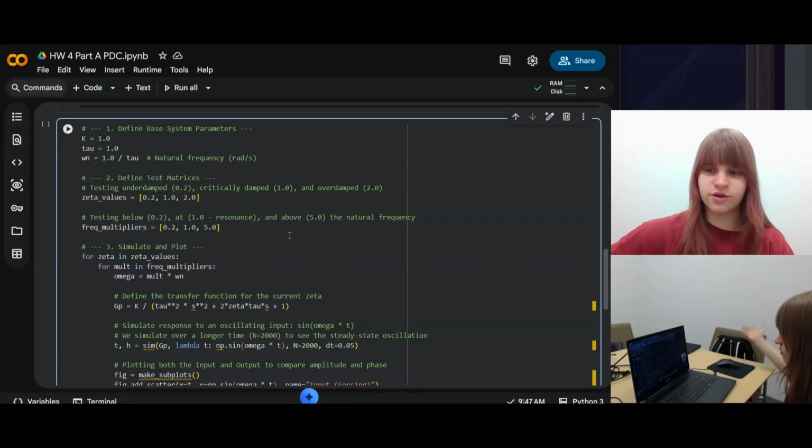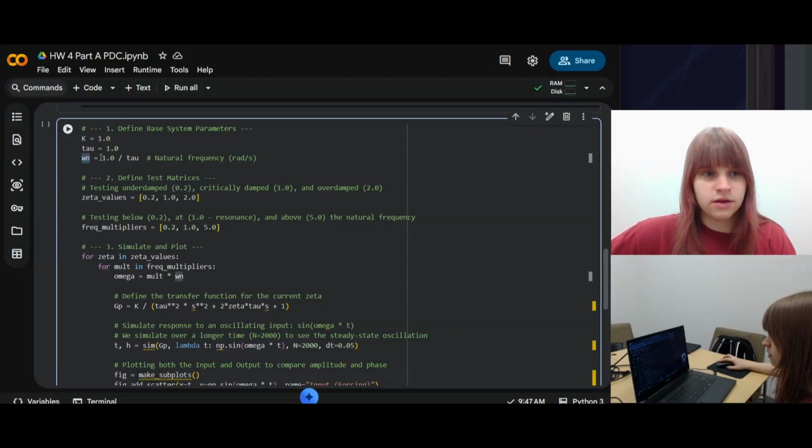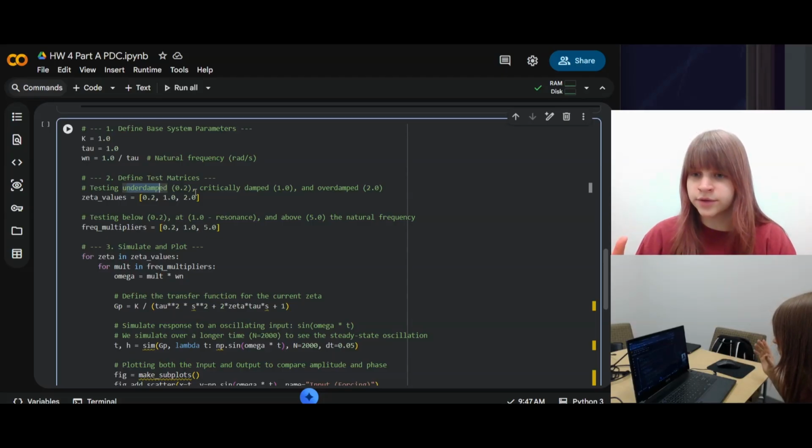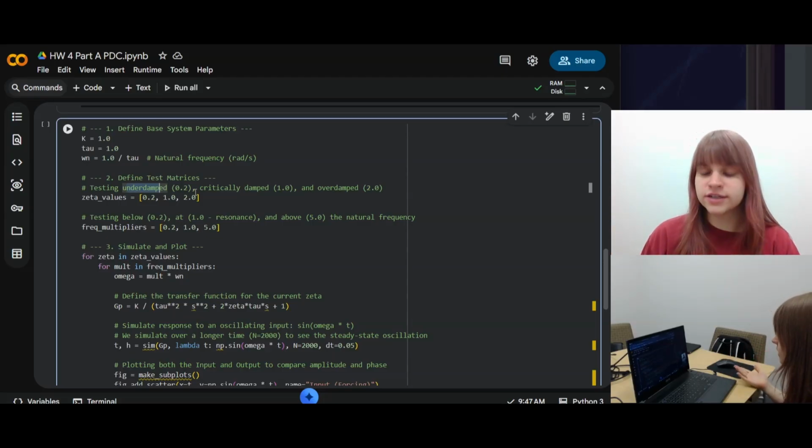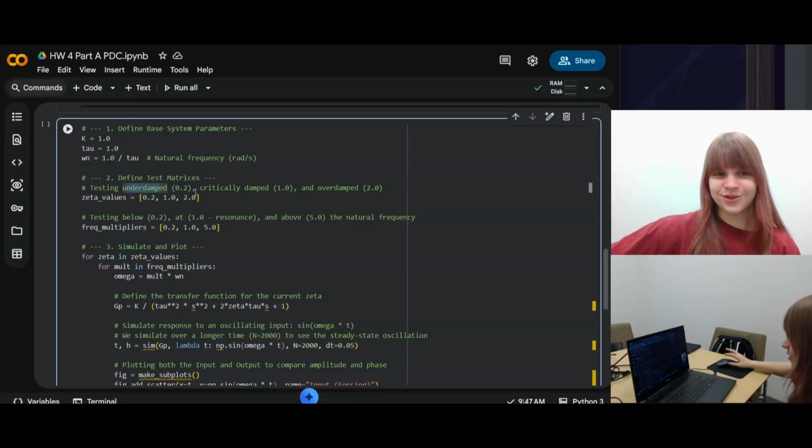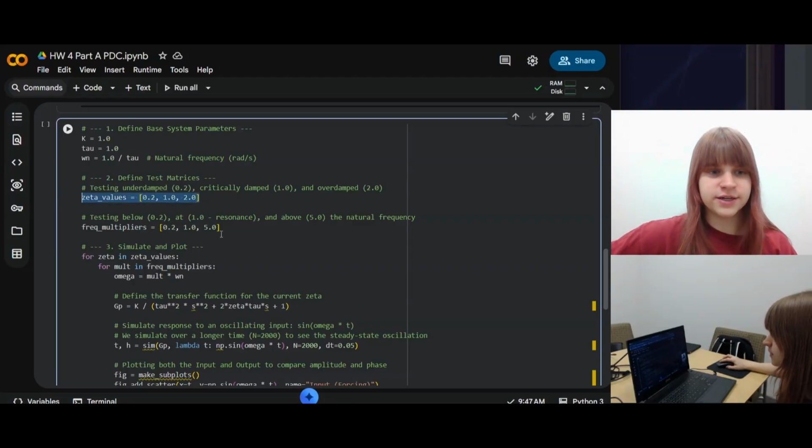So what I'm going to do is go through it as best I can, and then I'll run it and show the output. So we just set a gain and time constant of 1. This Wn is the natural frequency, which is our 1 over tau. And we wanted to test underdamped, so a zeta of 0.2 is underdamped, that's below 1. Critically damped means it's at 1, so it's perfect. And overdamped, 2, obviously 2 is greater than 1. So those are our test values there.